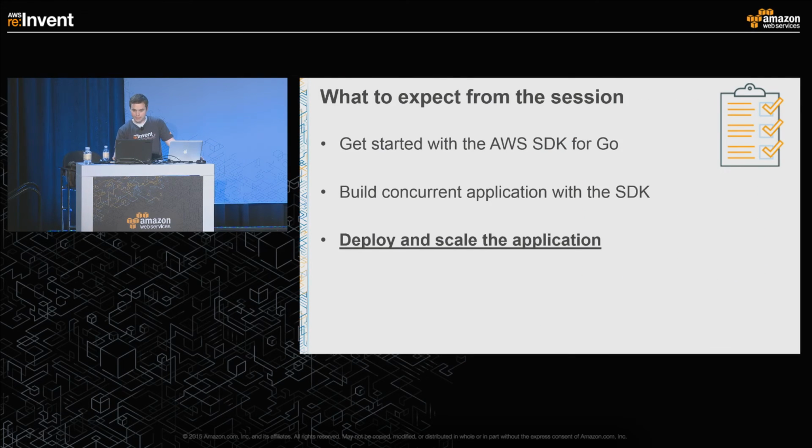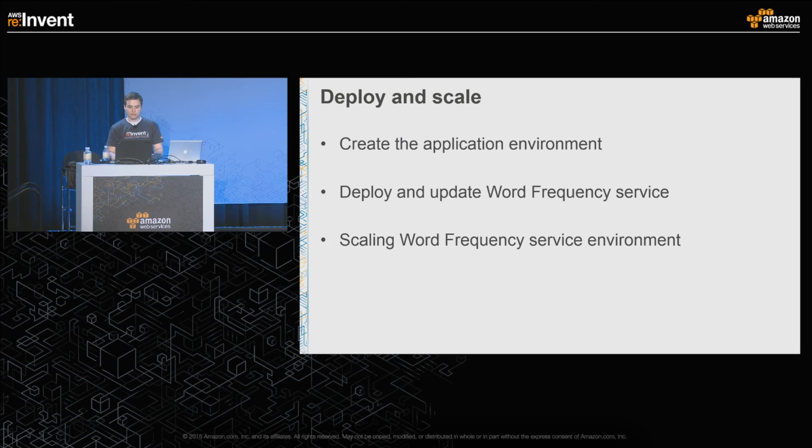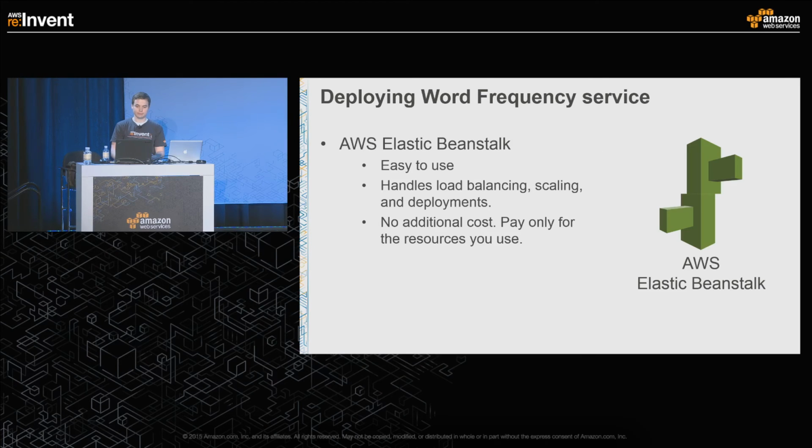So now we've built our application. Let's take a look at how we can actually deploy it to Elastic Beanstalk. The first thing we need to do is create an environment that we can deploy to and scale from. And once we've created the environment, we can then take a look at deploying it and scaling it.